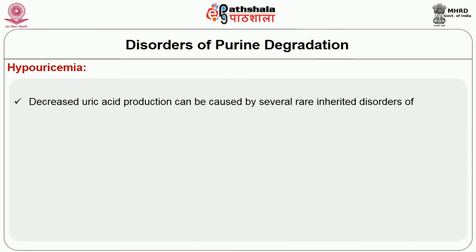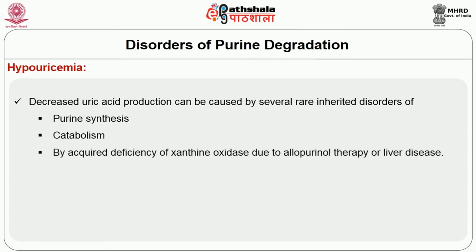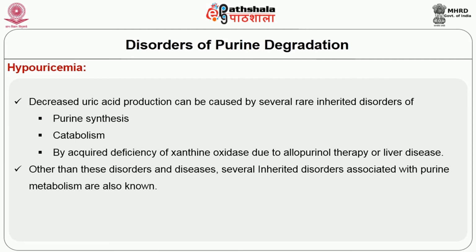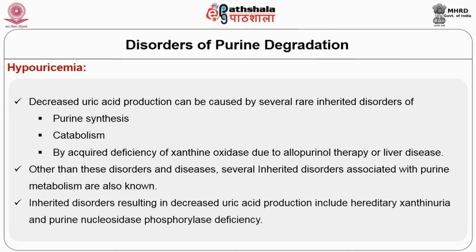Decreased uric acid production can be caused by several rare inherited disorders of purine synthesis and catabolism, and more commonly by acquired deficiency of xanthine oxidase due to allopurinol therapy or liver disease. Other than these disorders and diseases, several inherited disorders associated with purine metabolism are also known to occur. Inherited disorders resulting in decreased uric acid production include hereditary xanthinuria and purine nucleoside phosphorylase deficiency.